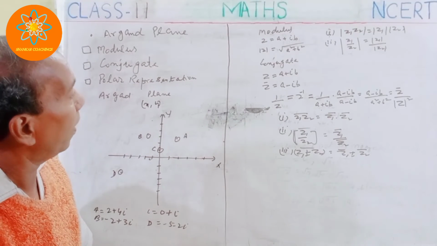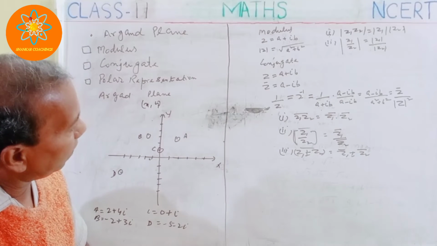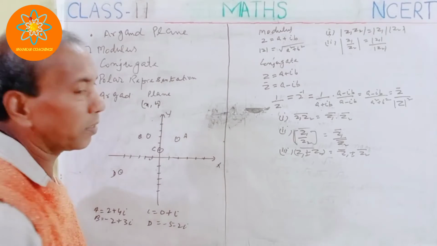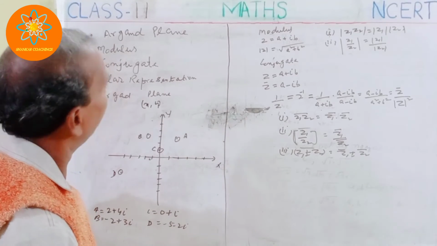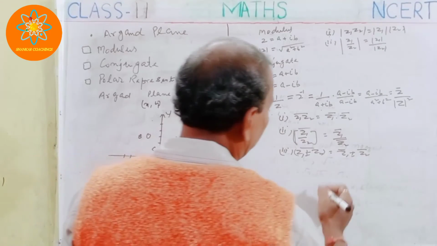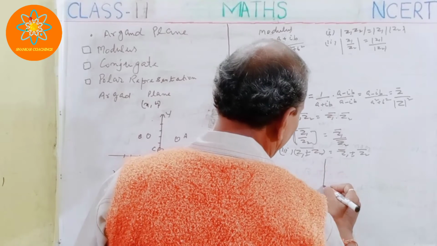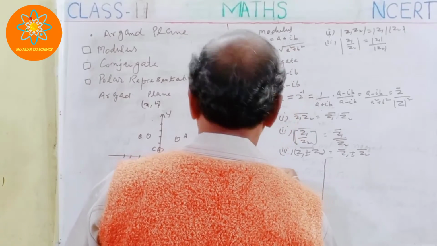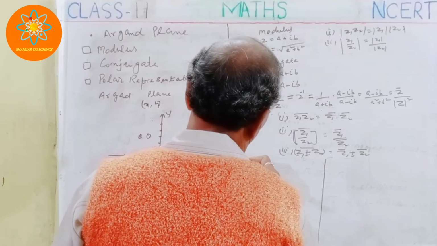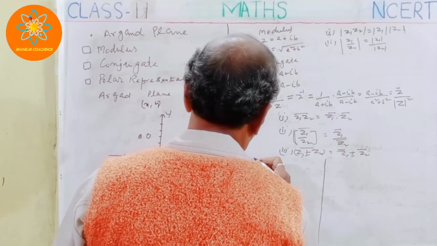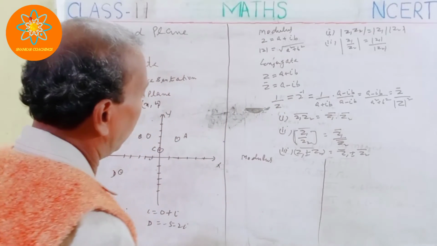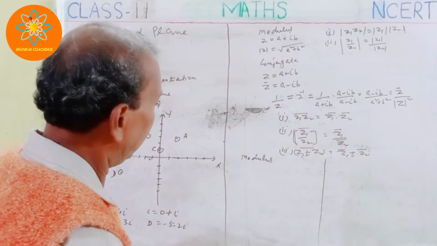So now we can represent the modulus and conjugate also on this Argand plane. In the Argand plane we can represent this modulus and conjugate. Firstly, let's suppose I want to represent the modulus. Suppose I am interested in modulus. So how to represent the modulus on the Argand plane?